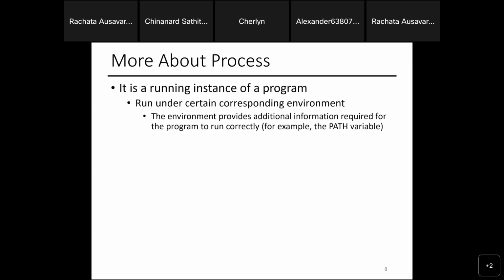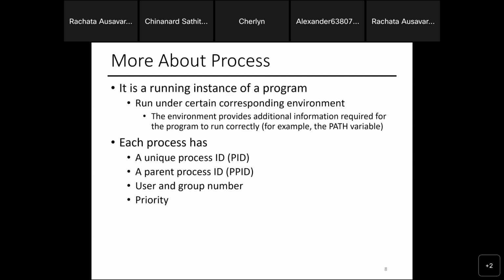So again, a process is a running instance of a program. It runs under a certain environment. All right. Each process has a unique process ID. It's a number. Basically, why do we need this? Why do we need a process ID?